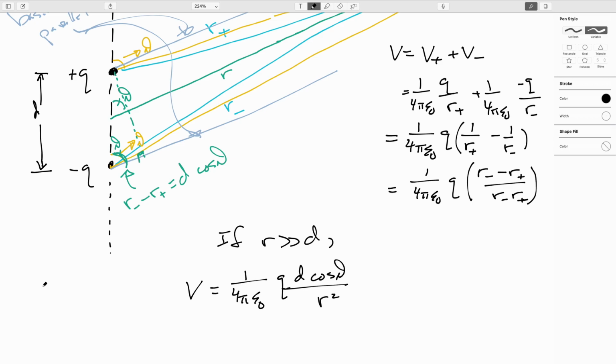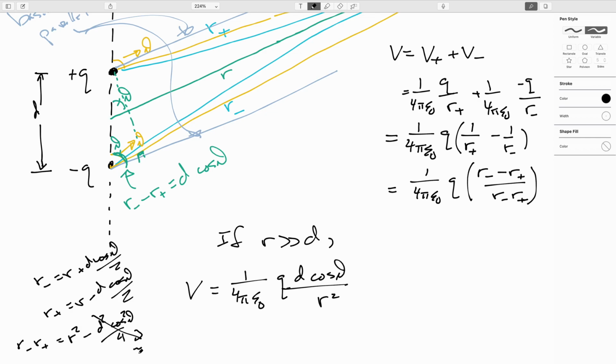If you're worried about how good that is, let's just work it out over here on the side. By the symmetry of the situation, we can say that r minus is r plus D cos theta over 2, and r plus is r minus D cos theta over 2. So if you multiply the two together, r minus times r plus is going to be r squared minus D squared cos squared theta over 4. And since we said D was really small compared to r, that second term is basically 0.